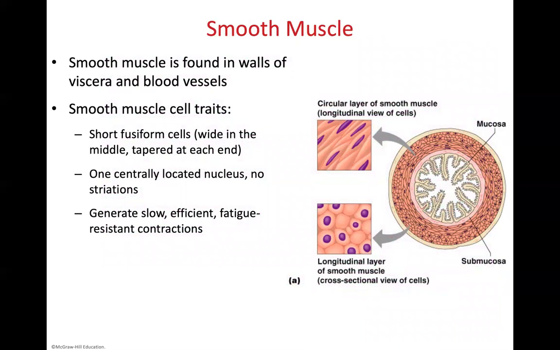The last type of muscle is smooth muscle. Smooth muscle is found in the walls of the viscera, meaning hollow internal organs, things like the intestines, and within the airways, within blood vessels. And it's what allows for movement of the internal organs, movement of food through the digestive system, and it controls the walls of the passageways like blood vessels, the tracts of the respiratory system.